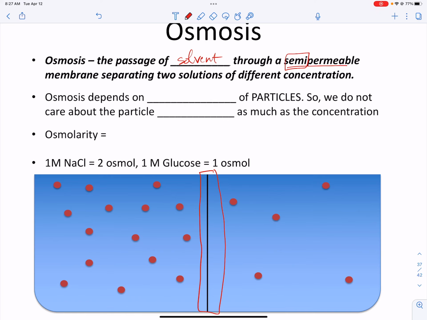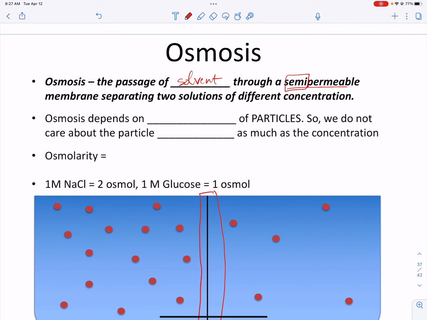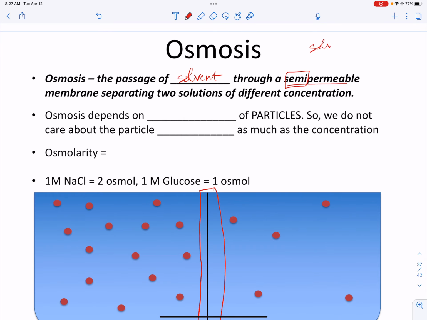All right, separating 2 solutions of different concentration, okay? And the last thing I want to say before I define and fill in these other blanks is that the solvent, make a note of this, always moves from low concentration, well, you know what? I'm going to make this a little more specific. The solvent moves from an area of low solute concentration to an area of high solute concentration. Okay? It always moves from an area of low solute concentration towards an area of high solute concentration. That's the way the solvent moves.